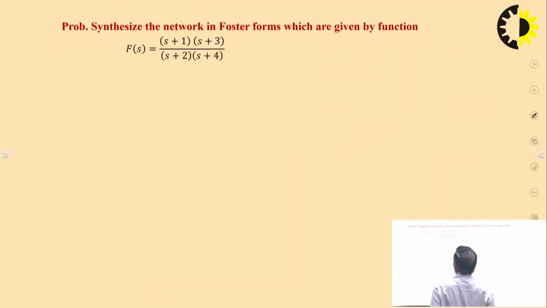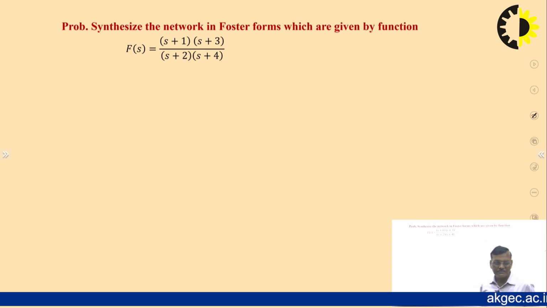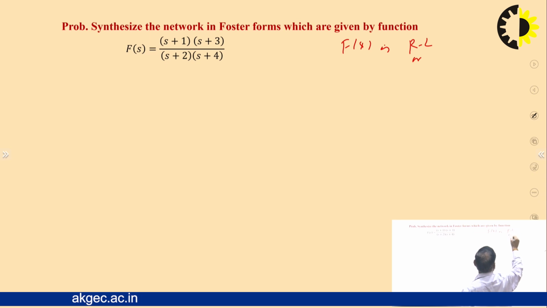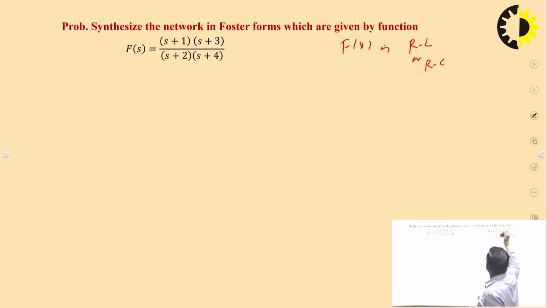Now come to the problems. The problem is like this. Synthesize the given network in Foster forms which are given by this. It is in the form of the network function. The first and foremost, you have to identify whether given F(s) is RL or RC. RL impedance or RC admittance, the property is same. Once we find the F(s) is either RL impedance or RC admittance, then we can proceed.